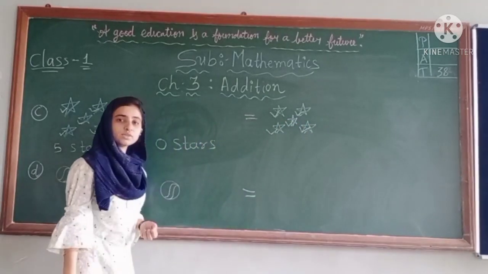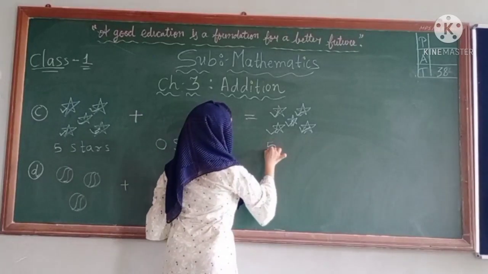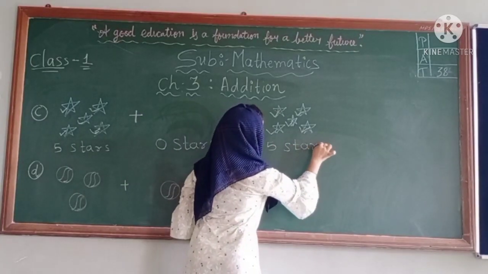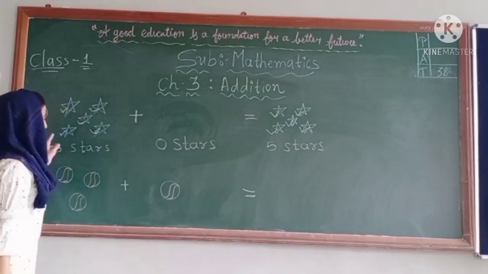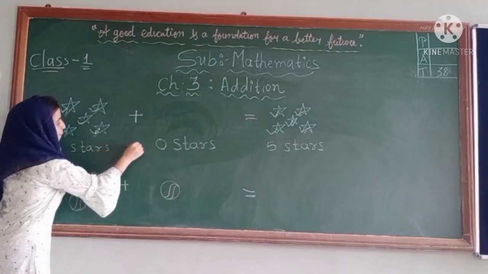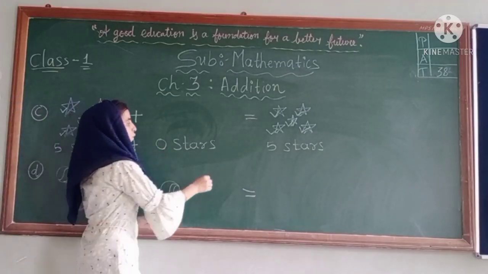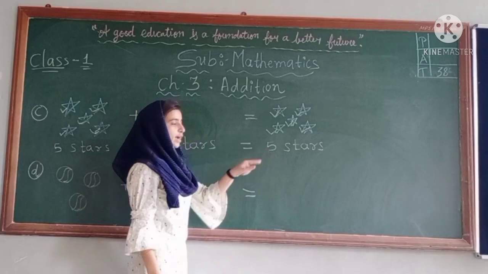How many stars, students? 5. So we get 5 stars. So that means 5 plus 0 is equal to 5.